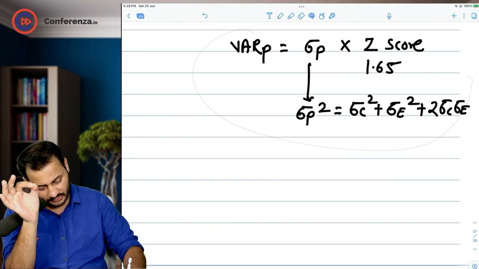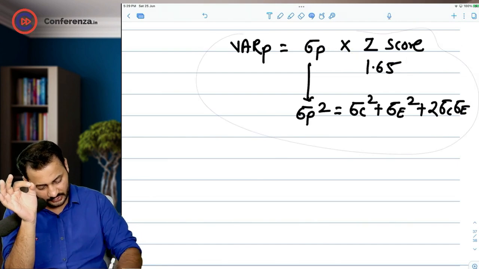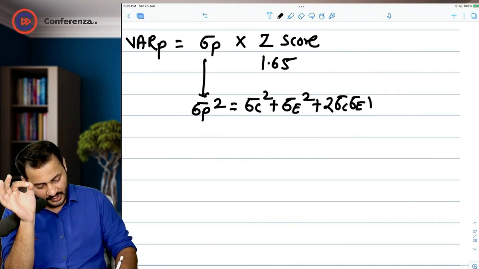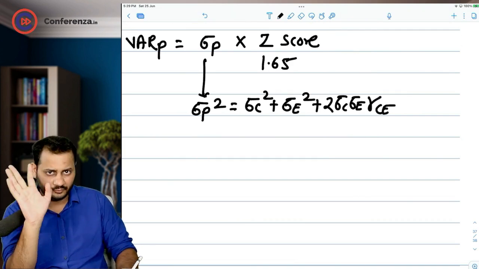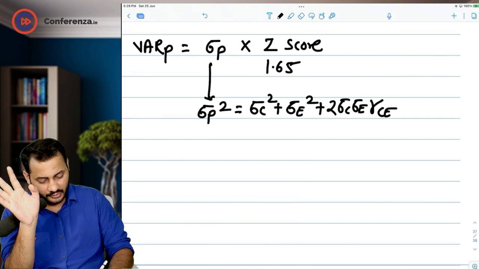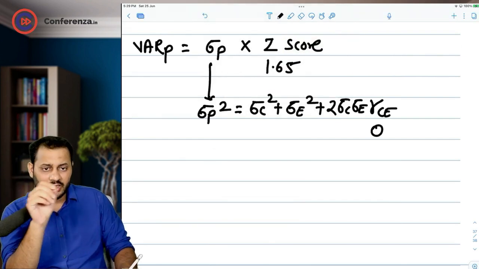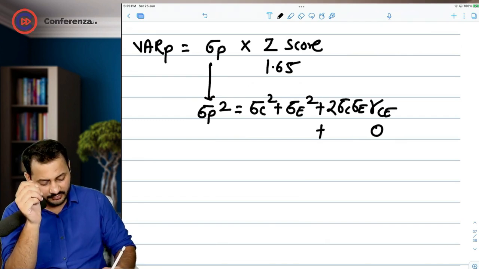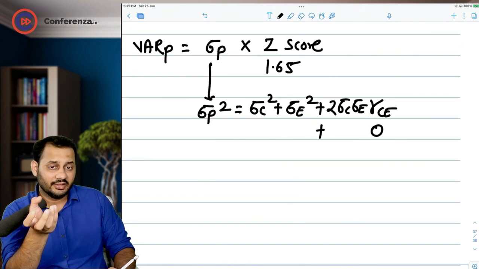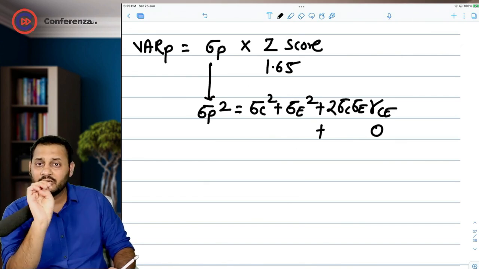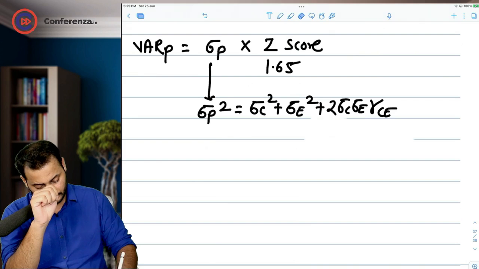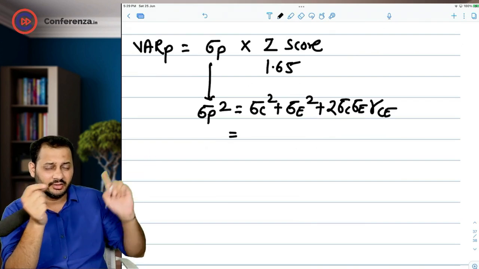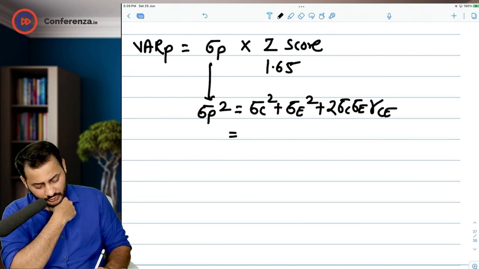Let me take all these figures a little to the left side so that I get space, and then the correlation coefficient of CE. If we solve this, we know that the correlation coefficient between Canadian dollar and euro is 0, so this entire term becomes 0. Now we have the standard deviation of both, Canadian dollar and euro. Let's write it down. How much is the total investment in Canadian dollar? It is 2 million.